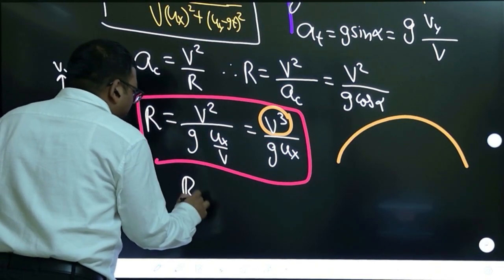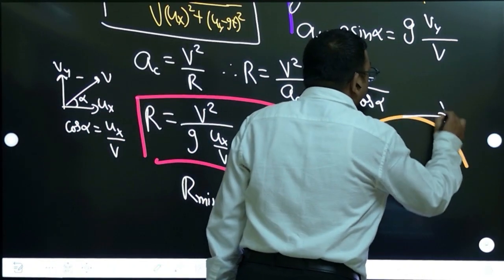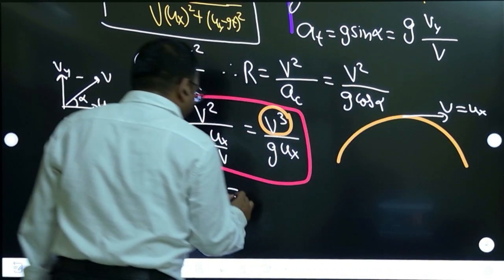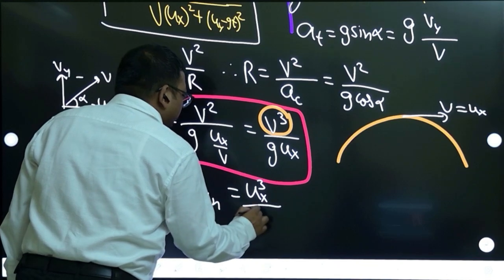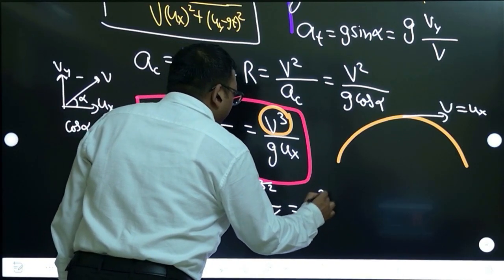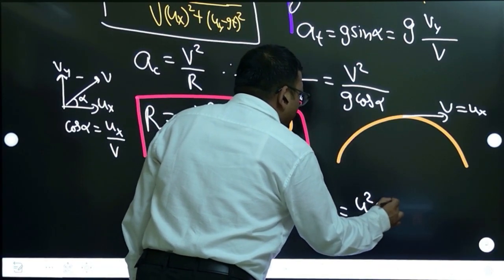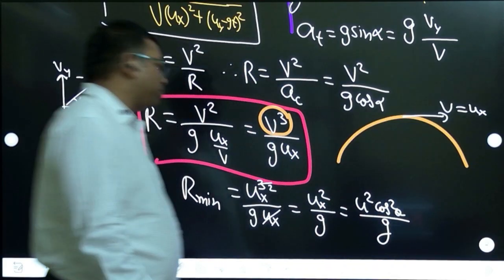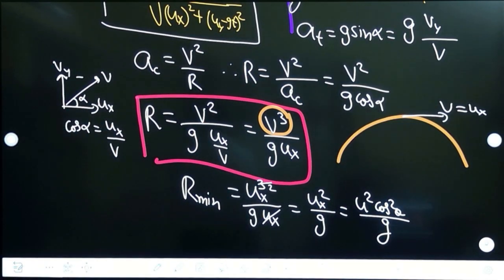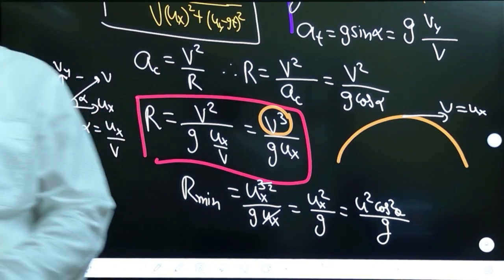So that means the minimum radius will happen when this v becomes equal to ux. At this top point, v becomes ux. So substitute that: ux cube by g into ux. Ux will get cancelled here. So ux square by g comes. Ux is u cos theta. So u square cos square theta by g. That is the minimum radius. Clear? Yes? Okay. Then any other doubts? Then ask.